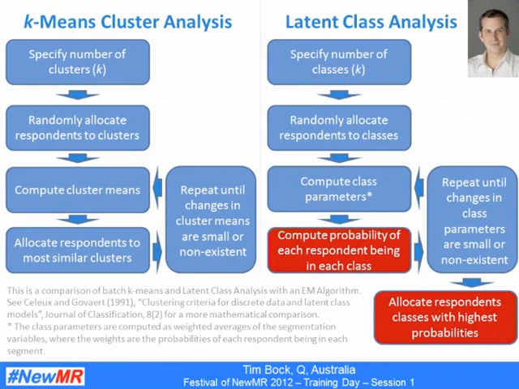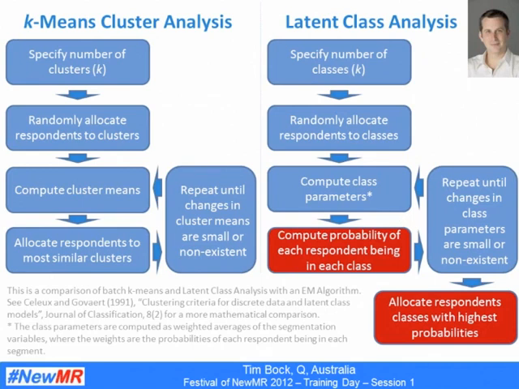On the left-hand side of the screen, you can see the method that we've used for K-means cluster analysis. On the right-hand side, I'm contrasting it with how latent class analysis works. It's the same basic process. We begin by specifying the number of classes, which is just another name for clusters, or segments if you like. We randomly allocate people into classes. We then compute the class parameters, and this is just another name for computing the cluster means.